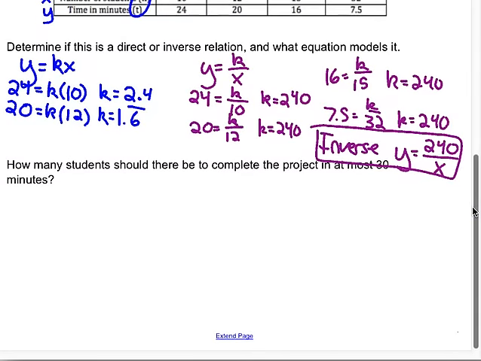How many students should there be to complete the project in at most 30 minutes? All right, so what that means is we want our time to be less than 30. So we're letting x be the number of students, and we want our value to be less than 30. We want to spend less than half an hour picking up the litter each day.